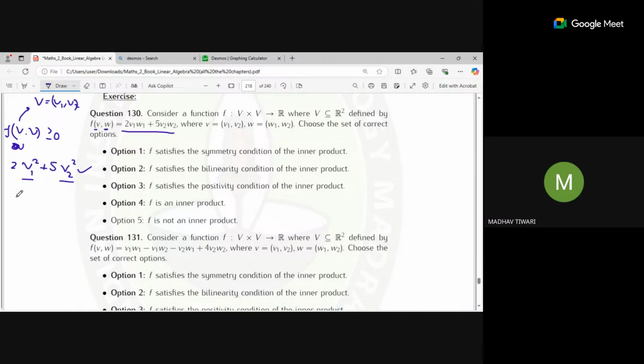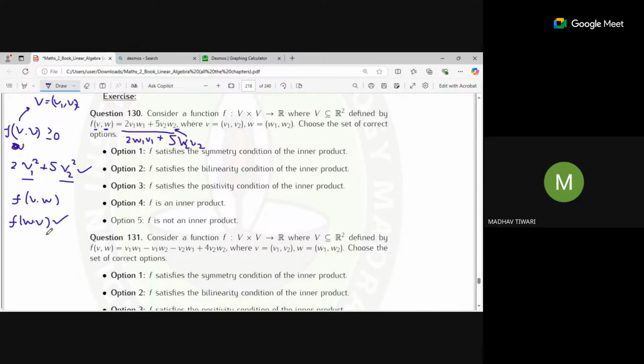Okay. Commutative property, you can check V dot W. If you find V dot W, it will be this. And if you find W dot V, what would that be? You will write 2 times W1 V1 plus 5 times W2 V2. You can see it is exactly the same thing, nothing else. So the commutative property is satisfied.